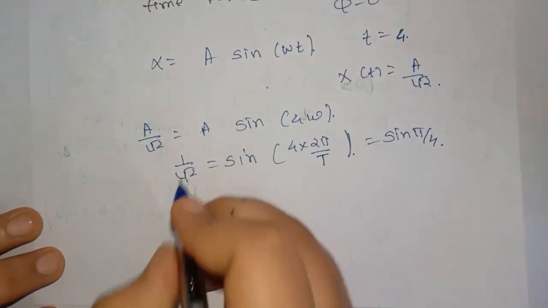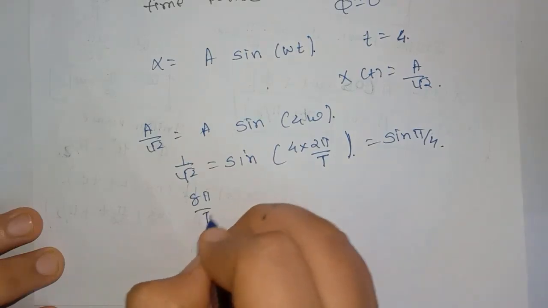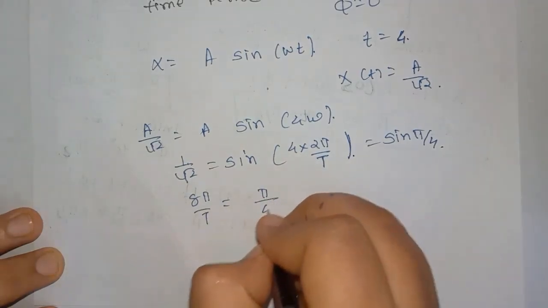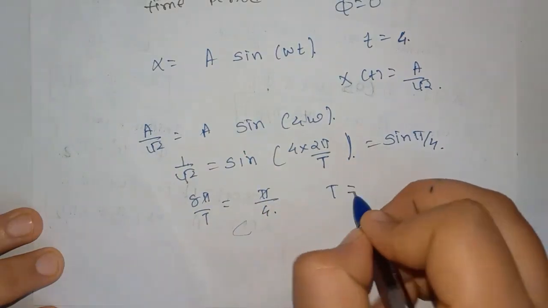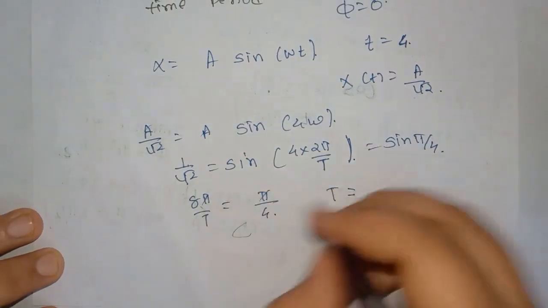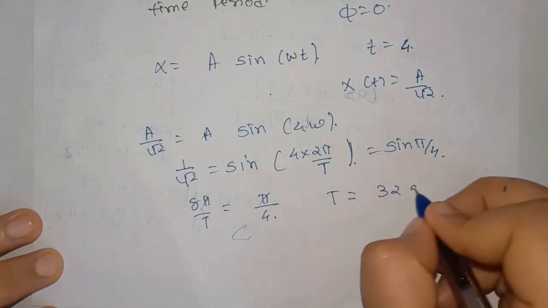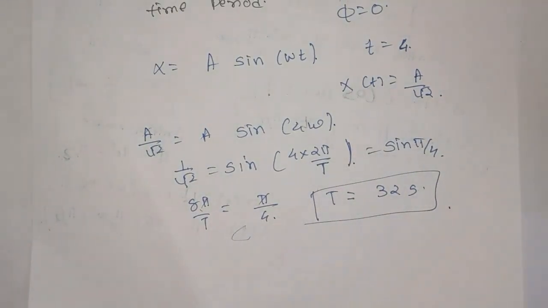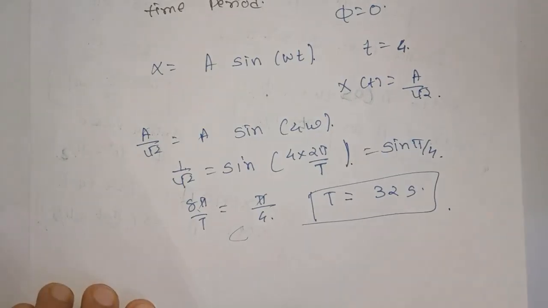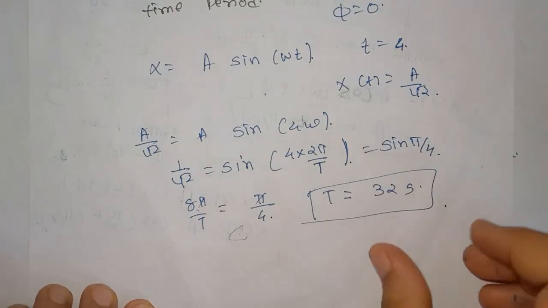So we can write 8 pi by T equals pi by 4. This pi will get cancelled out. So we can write T equals 8 into 4, that is 32 seconds. So this will be the time period. In this way, from the equations of SHM, we can find different values.